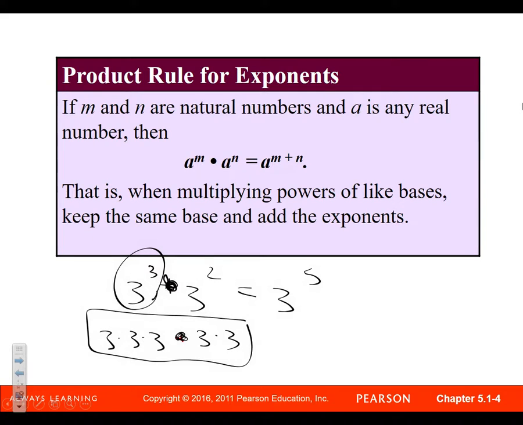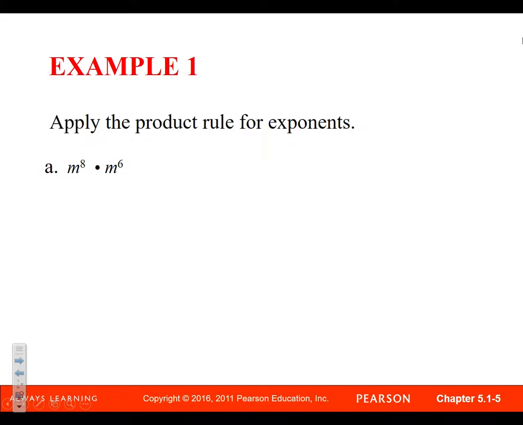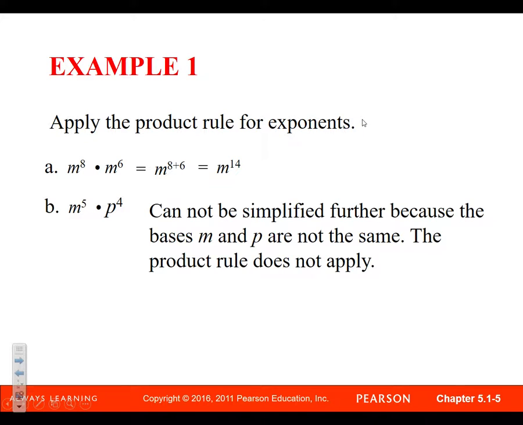All right, moving on. So, what is m to the 8th times m to the 6th? M to the 14th, right? So 8 plus 6 is 14. M to the 5th times p to the 4th? What would that simplify to? The bases are not the same. It simplifies to m to the 5th times p to the 4th. Okay, you can't do anything with it. You leave it alone.